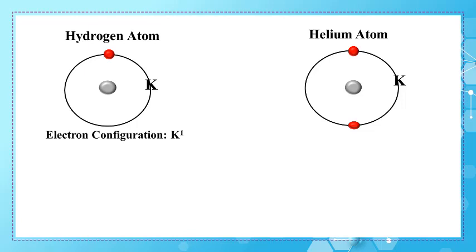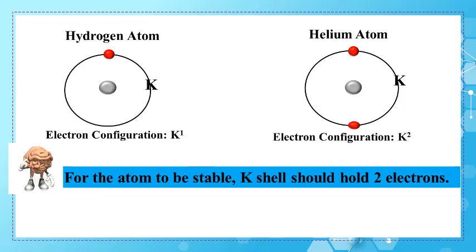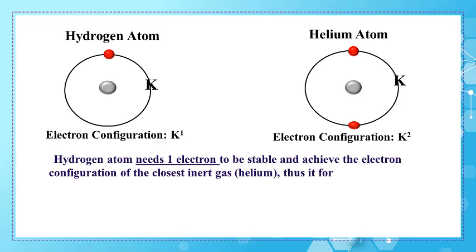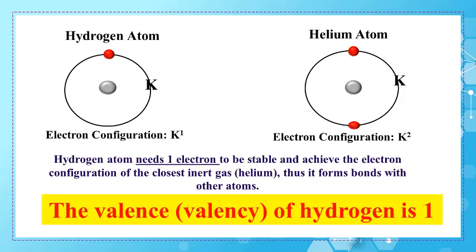We notice that the electron configuration of hydrogen is K1 and that of helium is K2. And we know that for the atom to be stable, the K shell should hold 2 electrons. So hydrogen atom needs 1 electron to be stable and achieve the electron configuration of the closest inert gas, helium. Thus, hydrogen forms bonds with other atoms. So we can say that the valence or valency of hydrogen is 1.